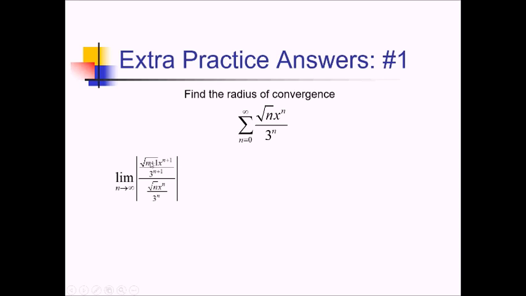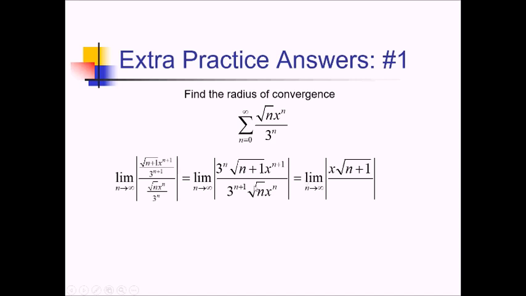We've got radical n plus 1 times x to the n plus 1 times 3 to the n in the numerator. And in the denominator, we have 3 to the n plus 1, radical n, and x to the n. These 3's can cancel, leaving me with just a 3 to the 1 power in the denominator. And these x's can also cancel exponentially, leaving me with just an x upstairs. So when the dust settles, in the numerator, I still have an x and a radical n plus 1. In the denominator, I just have a 3 and a radical n.